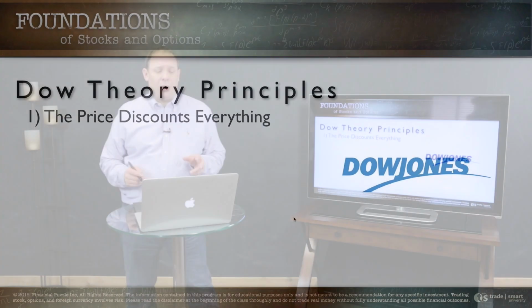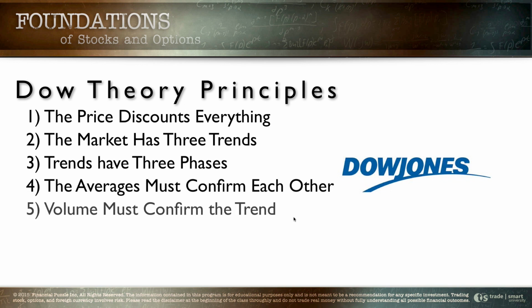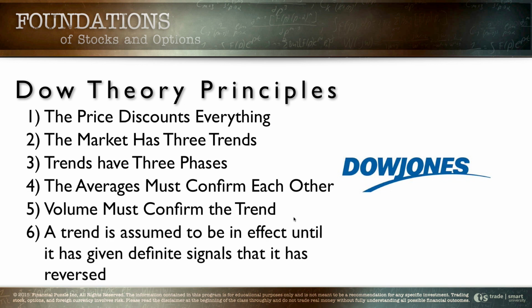So the 6 tenets are, in order: number 1, the price discounts everything. Number 2, the market has 3 trends. Number 3, the trends have 3 phases. Number 4, the averages must confirm each other. Number 5, volume must confirm the trend. And number 6, a trend is assumed to be in effect until it gives definite signals that it has reversed.